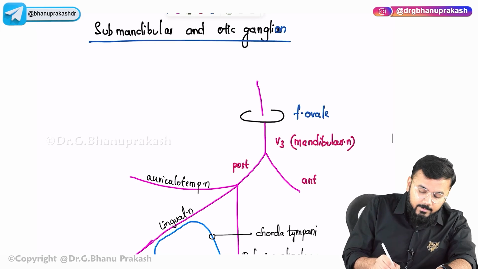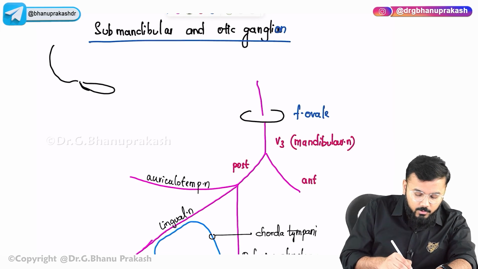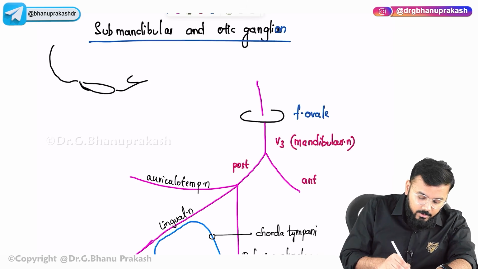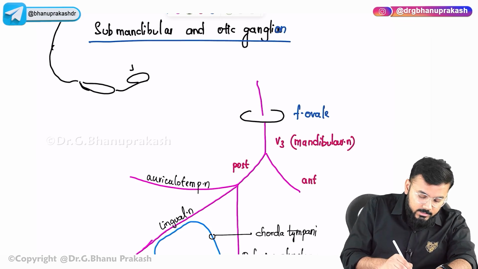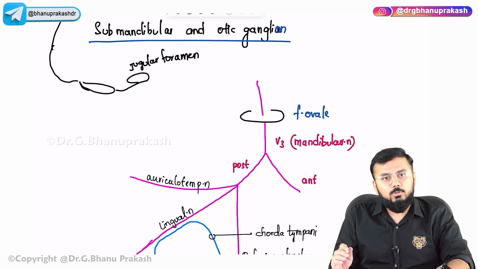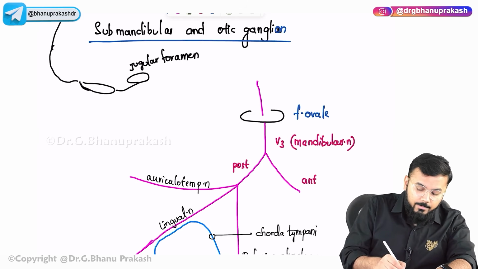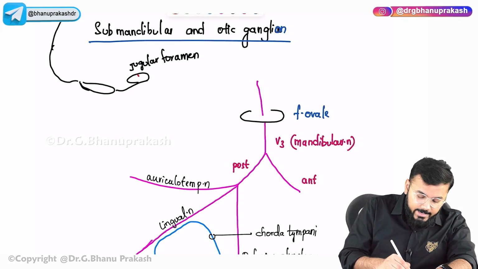So in the cranial cavity, let us say this is a cranial cavity over here. Here you have got your foramen magnum. Let us say here you have got a foramen called the jugular foramen. Okay, so this is your jugular foramen. We have discussed the contents previously. Now what I am telling you is that from this particular jugular foramen you see a nerve coming out.